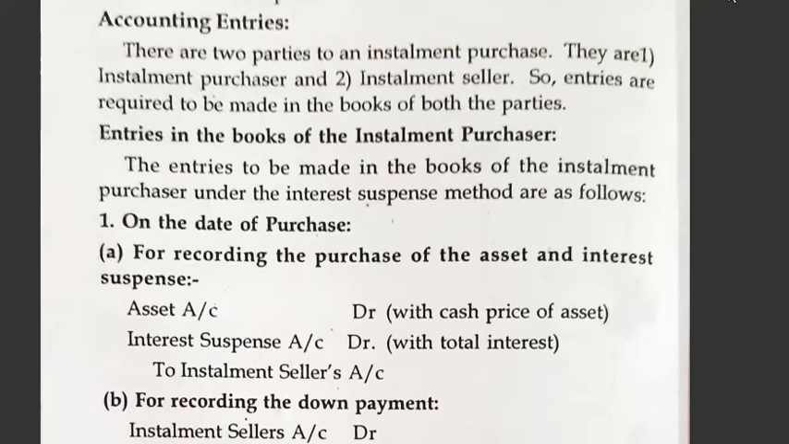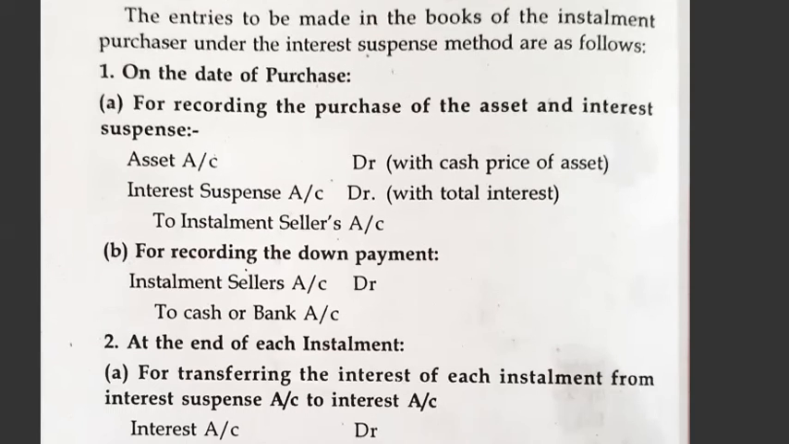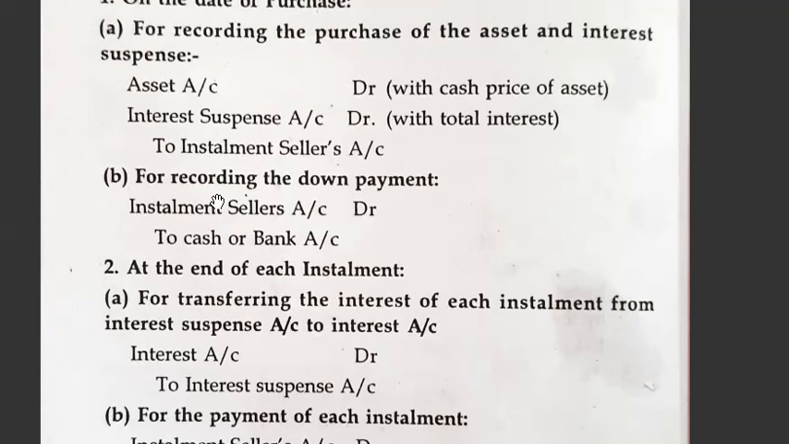The entry will be: Asset account debit, Interest suspense account debit, to Installment seller account. For the asset account, we write the cash price. For the interest suspense account, we write the total interest. Next is the down payment. For recording the down payment: Installment seller account debit to Cash or bank account. These two entries will come on the date of purchase.